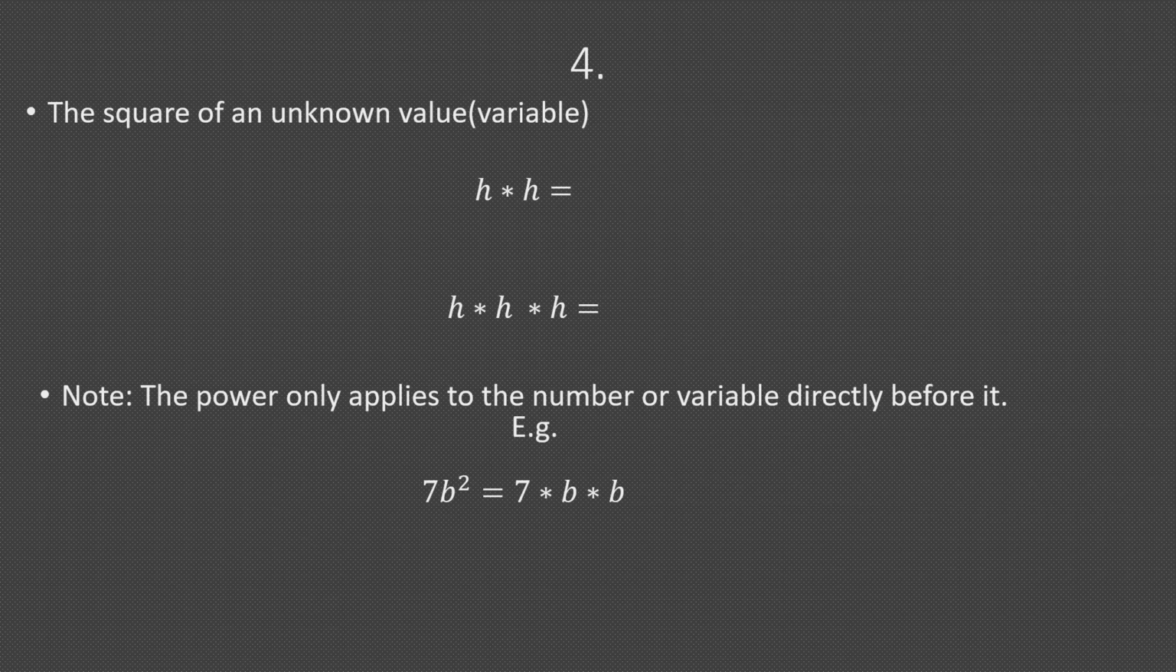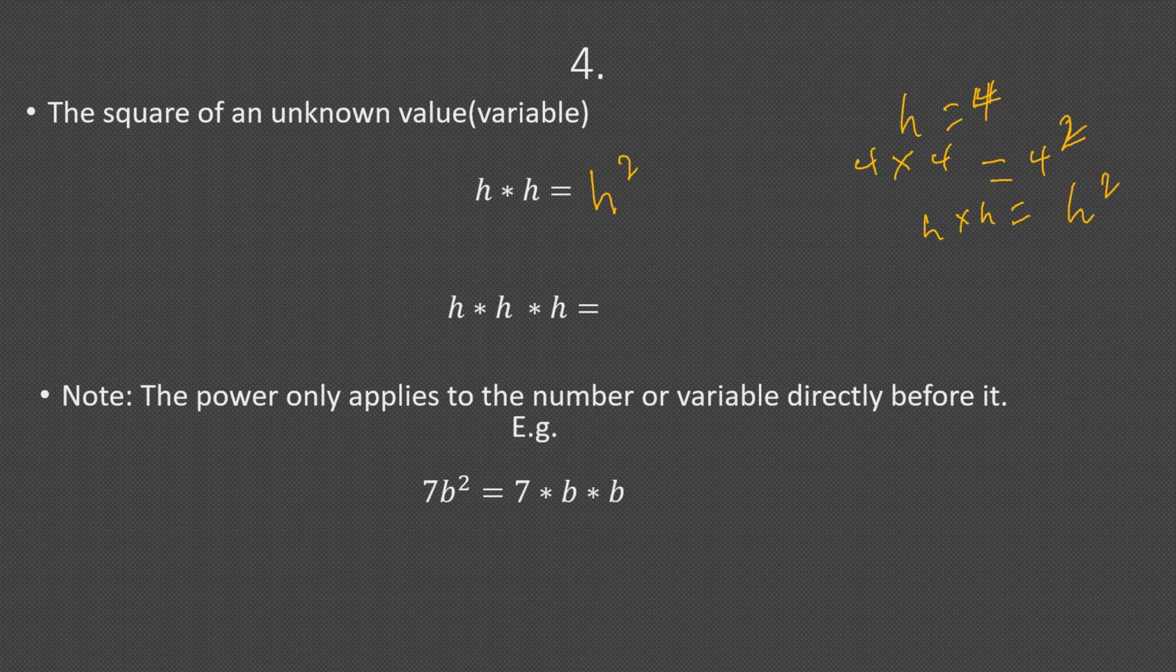Number 4 says the square of an unknown value. How to make this in the simplest form? H times h can be written as h squared. I want you to think of h as maybe 4. If they tell us 4 times 4, normally you think, okay, 4 times 4 is the same thing as 4 squared. And so if h is 4, we can also now say that h times h equals h squared. And so that's how it is in the simplest form.